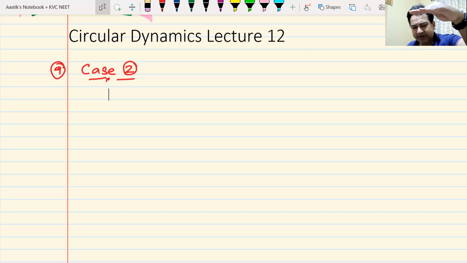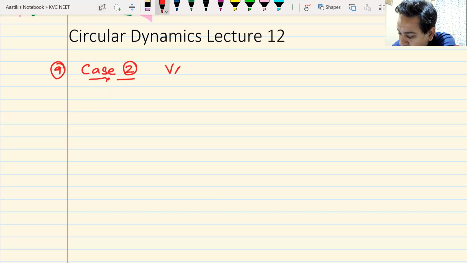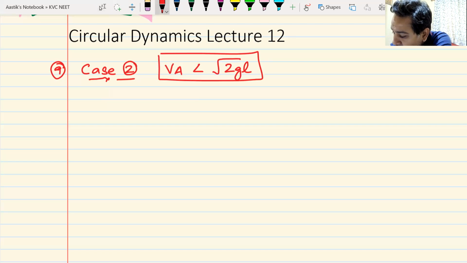I have taken one velocity. With this velocity, when it is root 2GL, it reaches the point B, does not go any further, it reaches point B. What will be the next case? The next case is like this. Velocity at point A is less than root of 2GL. So basically, what I am saying here is 0 is less than velocity at A, or speed at A, is less than root of 2GL.